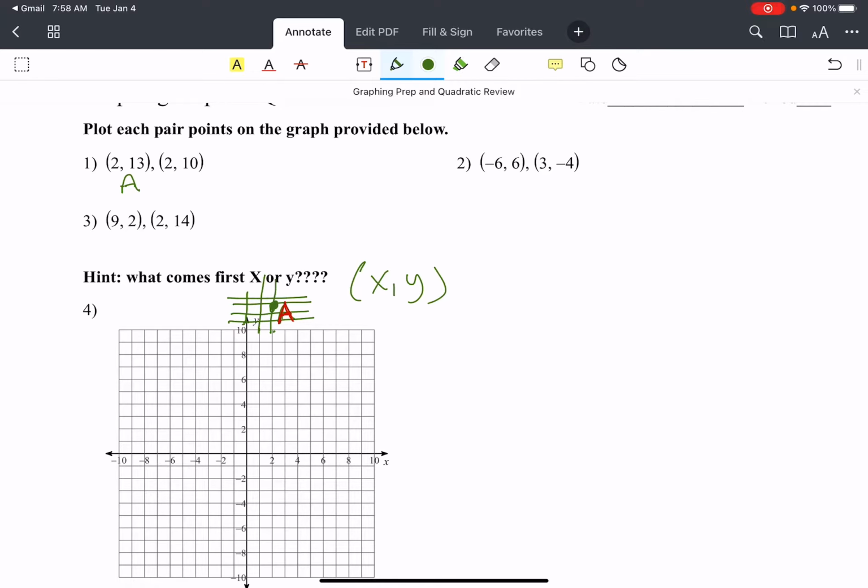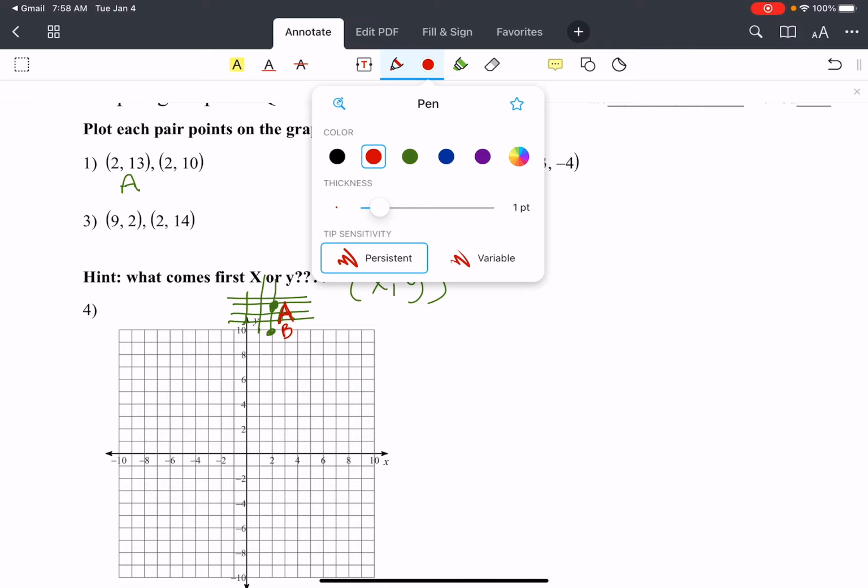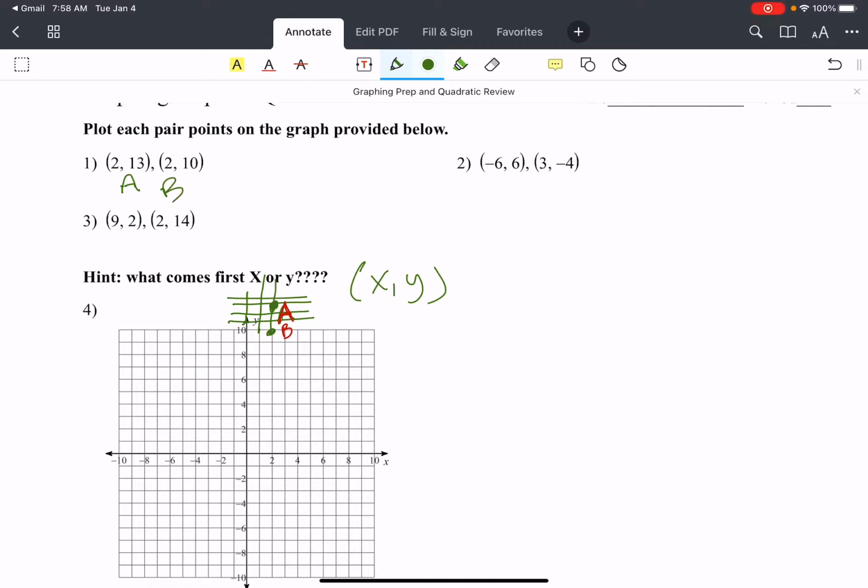Okay, then the next one we're going to call point B. That's 2, 10. I want you to go through, and I'll walk around and make sure, if you need help with the graphing, and just plot all 6 of those points. And then we'll go to our next review item. And make sure you label them.